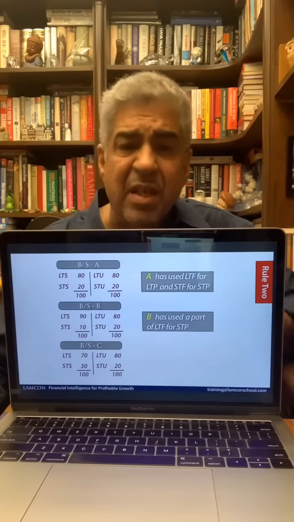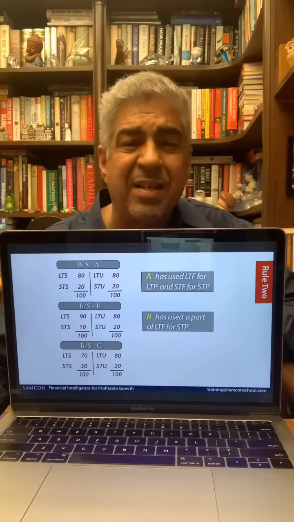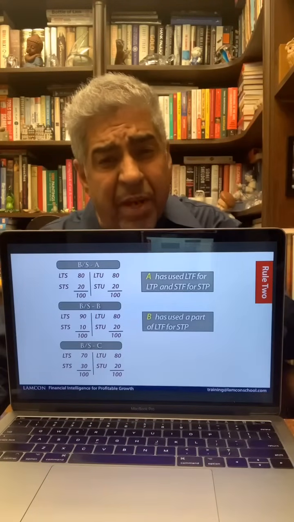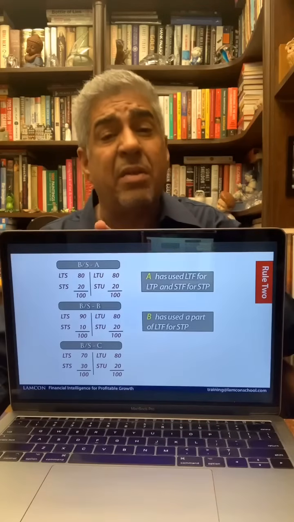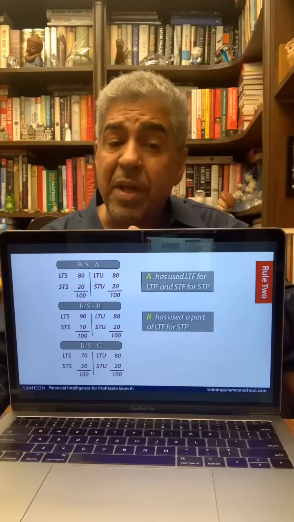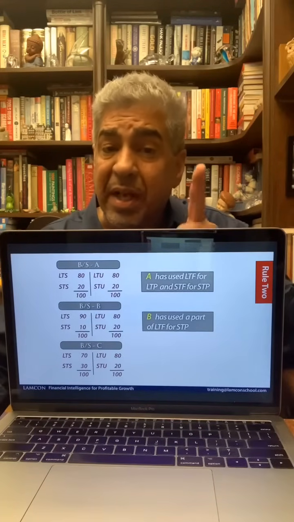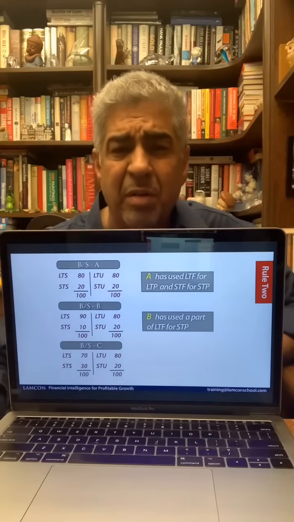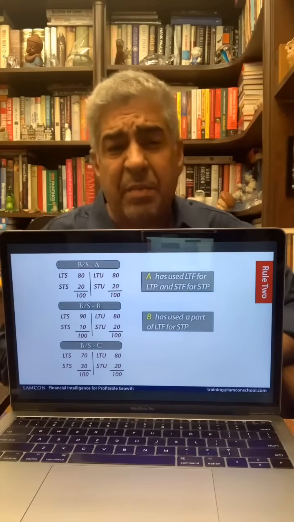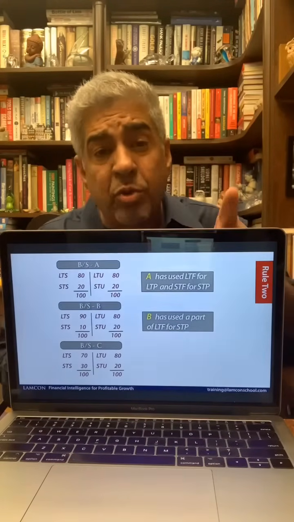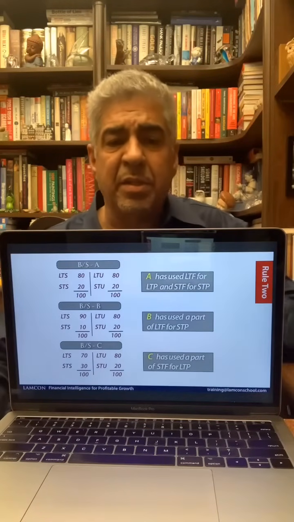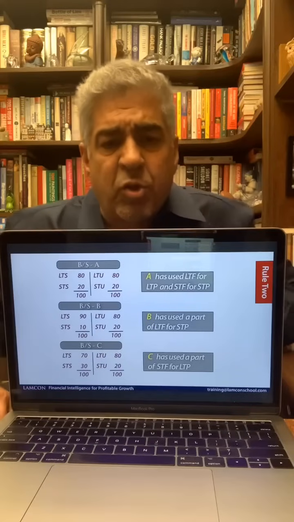C has 70 long-term sources and 80 long-term uses. That means even if all the long-term money went to buy the long-term assets, they are still running short of 10. But so far as short-term is concerned, they have got an extra 10. So it looks like that extra must have been diverted for long-term purposes. C can be described as a company that has used a part of short-term funds for long-term purposes. This is a factual description of the three.